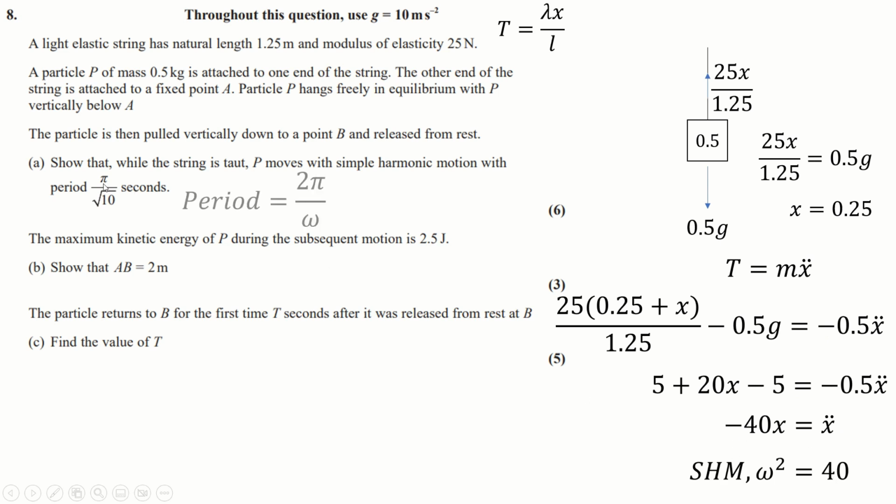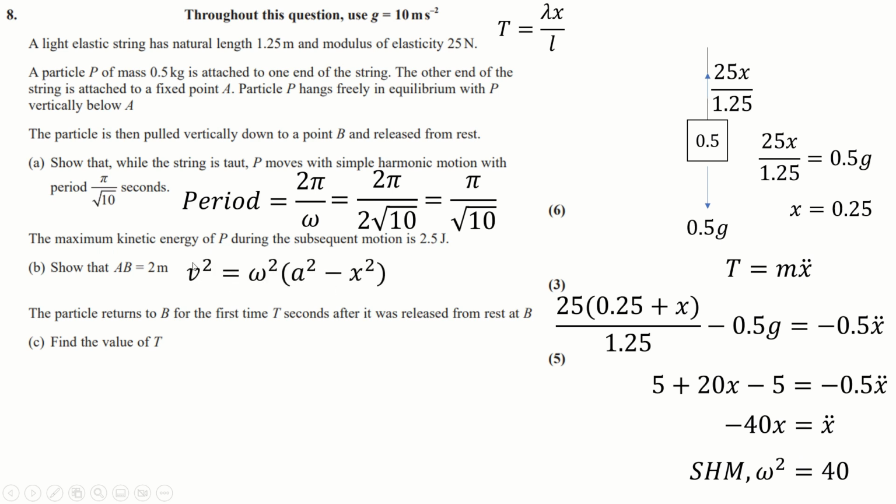Period is 2 pi over omega. So omega is root 40, which is 2 root 10, the 2's cancel, and we get pi over root 10, which is fine. Maximum kinetic energy is that. Super useful formula, this. Go into your exam knowing this formula, and also go into your exam knowing that maximum velocity, you can see it from this formula, happens when x squared is 0, or when x is 0.